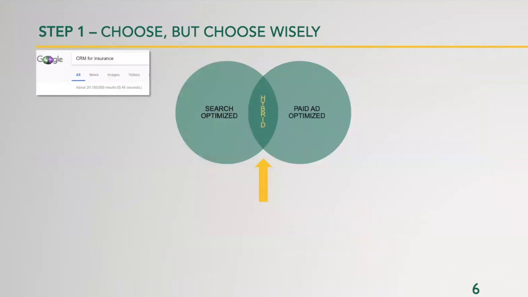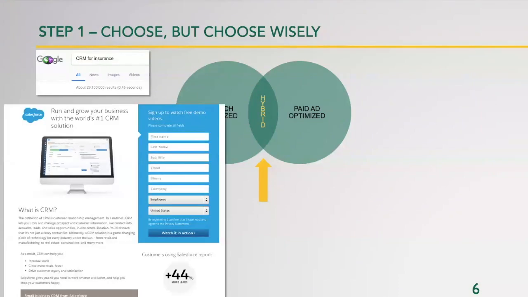An example of that is I did a search for CRM for insurance, because I was looking for a good example of a paid ad optimized page. So I have this on the wrong side, but if you click on the ad, which is for Salesforce, right at the very top, it's sign up to watch a free demo, run and grow the world's business. And you can't really see it, but the page is only that long. It really fits on a screen. And it is, what is CRM and why do you need it for the insurance business?